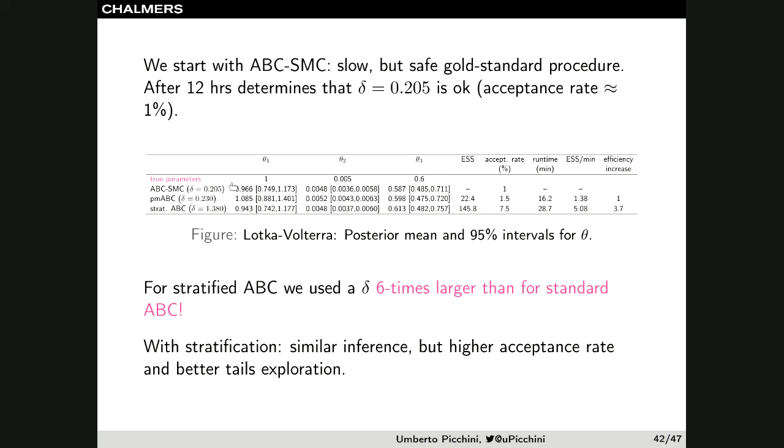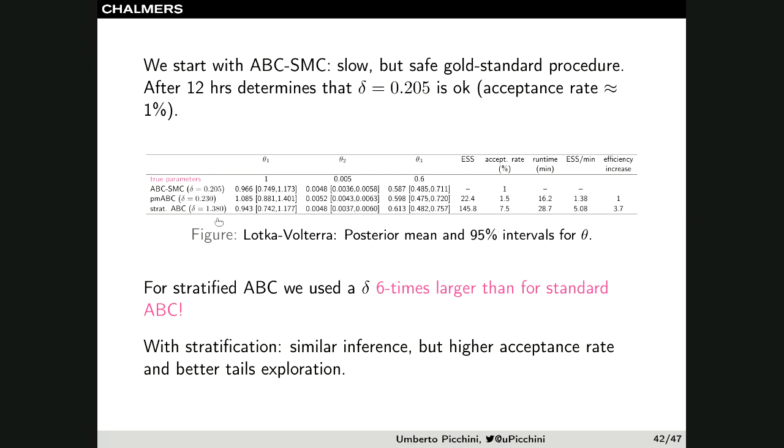So what we obtain here is that the pseudo-marginal version overestimates the quantiles at 2.5% and 97.5%. This is because it mixes poorly. With a small delta and 10,000 iterations, we have very few acceptances. We have a very variable likelihood, and therefore it mixes poorly and it explores the tails poorly. We cannot run it for as long as we want because it's expensive.